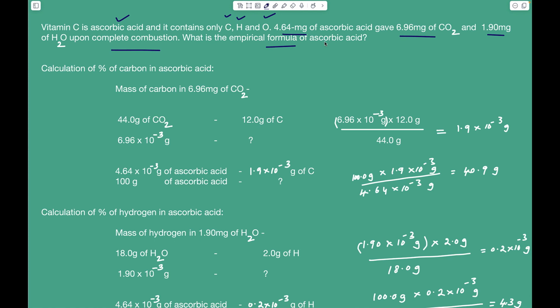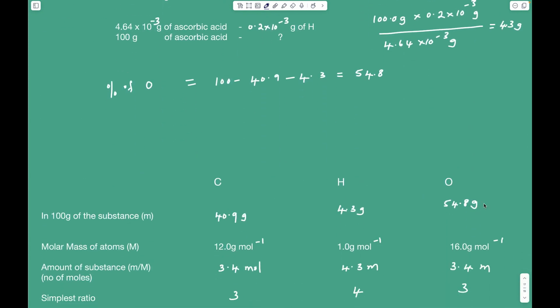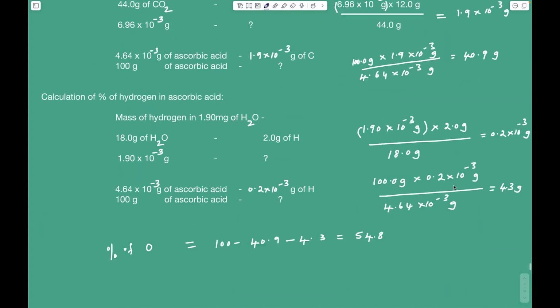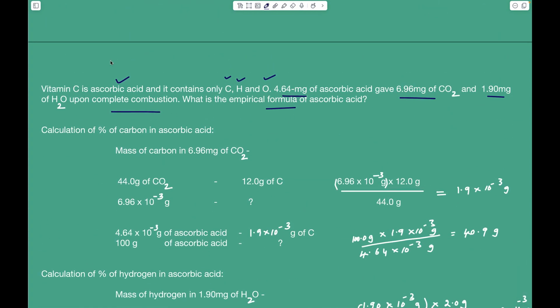So the twist in this question is we are not given the percentage composition of ascorbic acid. See, in all the previous examples, in the question, we are directly given the percentage by mass of each of the elements present in that compound. That made our lives easier. But here, that is not the case. Here, you have to first calculate the percentages of each of these elements present in this compound. How do you do that?